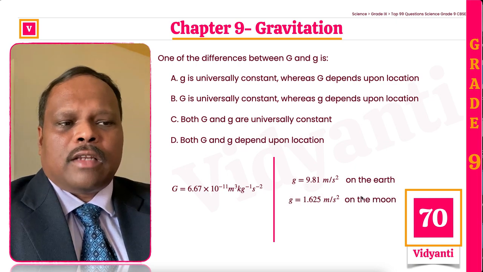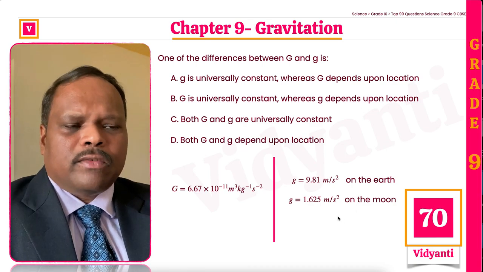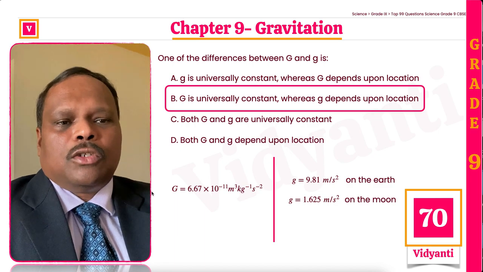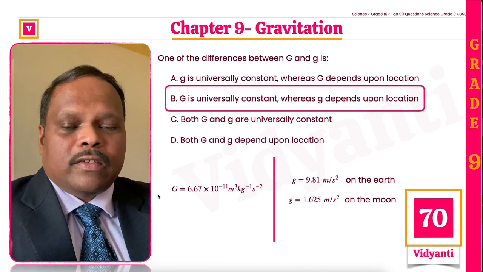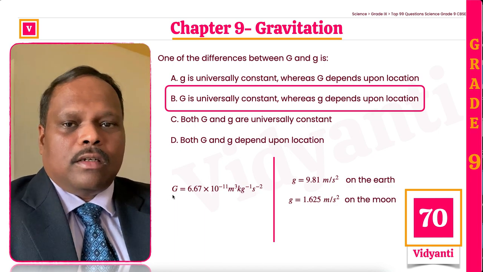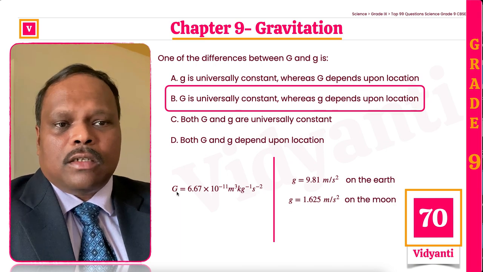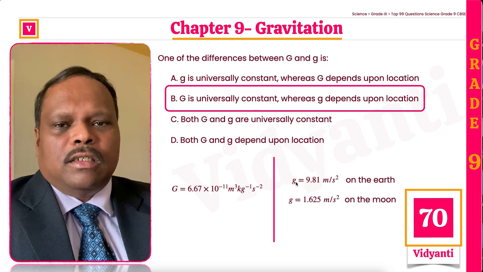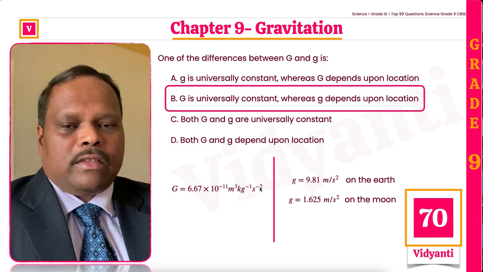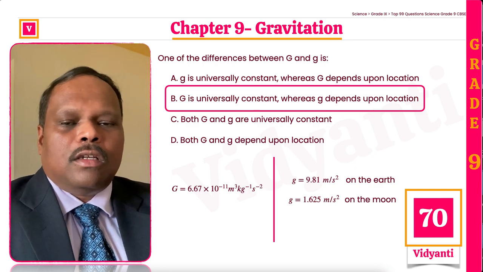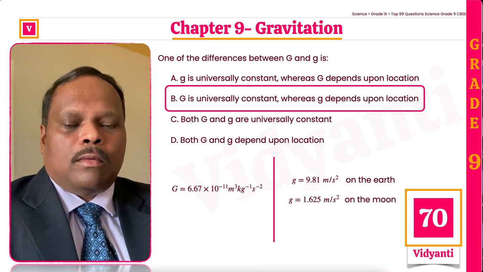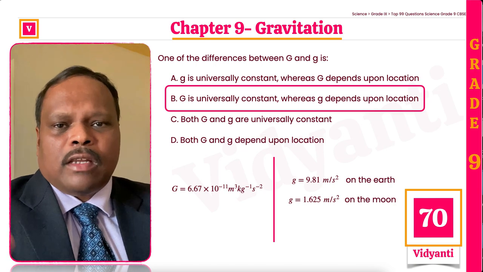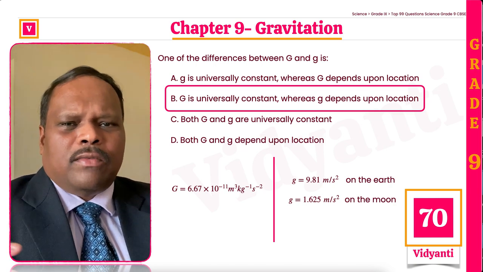On Earth, it is 9.81. On Moon, it is 1.625 meter per second square. So it depends upon location. So the primary difference between uppercase G, which is the universal gravitational constant, is that this remains the same irrespective of the location. Lowercase g depends upon the place. In fact, even on Earth, on the equator and at the poles, because the shape of the Earth is not perfectly spherical, the value slightly changes.